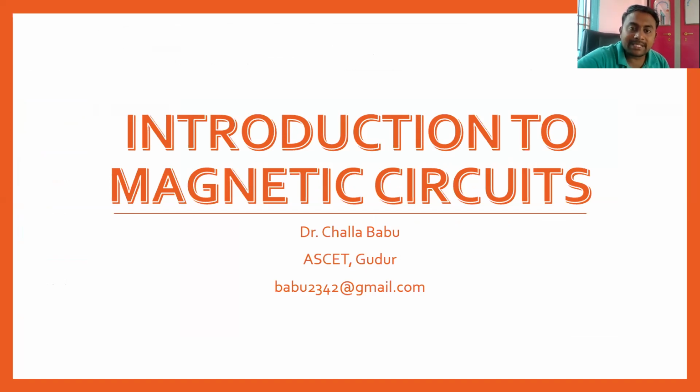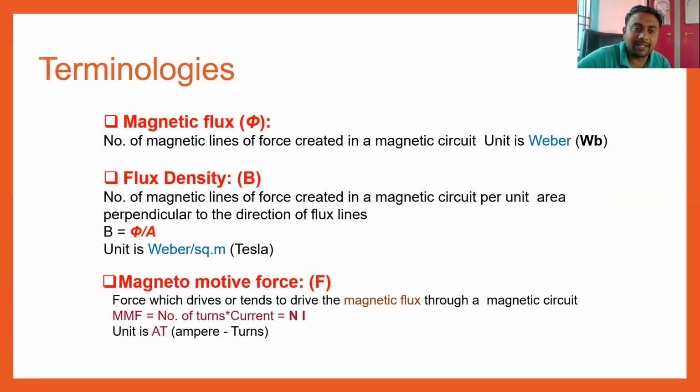In the case of electrical engineering, we are studying magnetic circuits. Why? Because we are working with electromagnets. That is, whenever current flows through the material, it acts like a magnet. Those kinds of things we call electromagnets. So before starting, we need some basic terminologies which will be useful to discuss this subject.